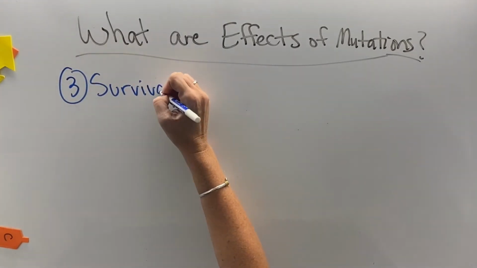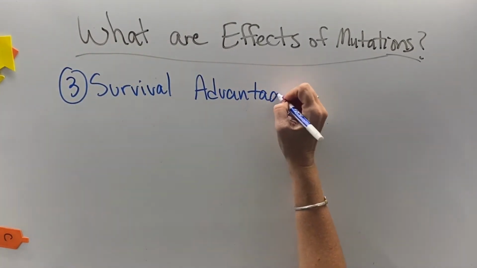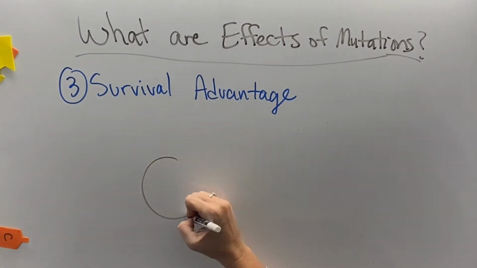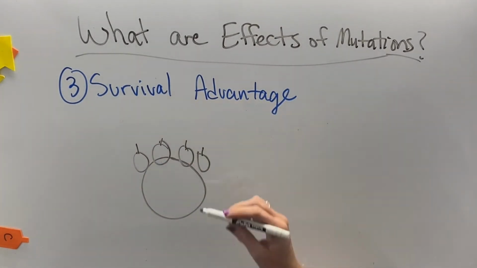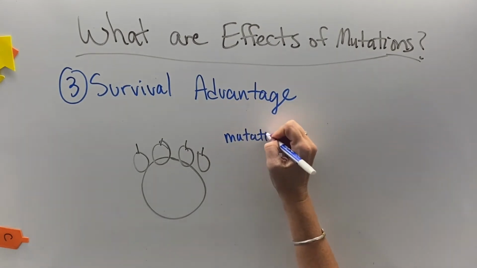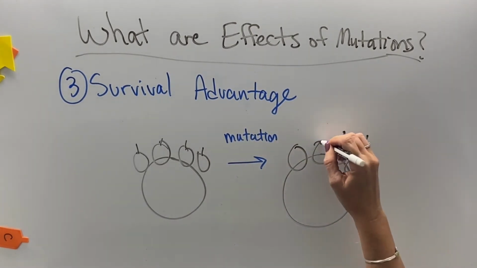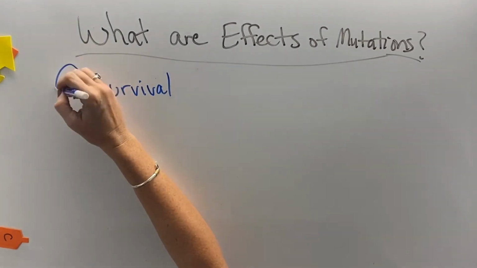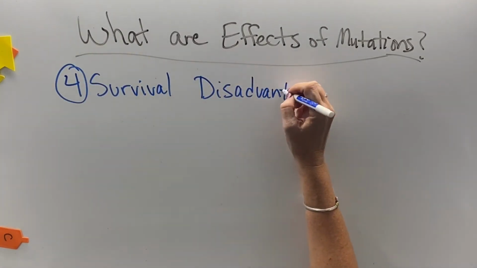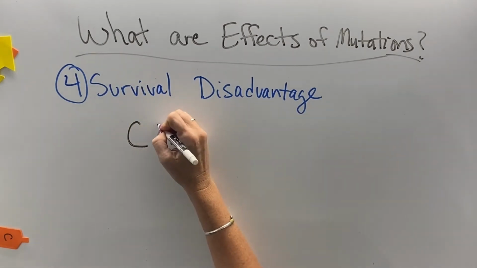The third thing that can happen from mutations, oddly not the thing people usually think about, is a survival advantage. For example, bears have a certain length of claws, but if there is a mutation that allowed the bear's claws to go a little bit longer than normal, then that might allow them to survive better than their peers. Typically, though, when we think about mutations, we think of survival disadvantages.